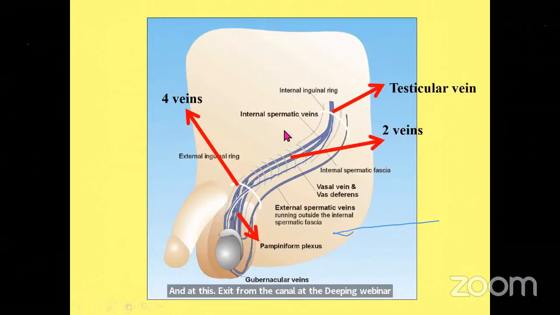Okay, among the options, the pampiniform plexus of veins was mentioned at the deep inguinal ring. So we won't get the pampiniform plexus of veins as such in the deep inguinal ring. They will be converging at the superficial into 4 veins. Along the canal, you get 2 veins, and at the deep inguinal ring, you have just 1 vein, the testicular vein formed.